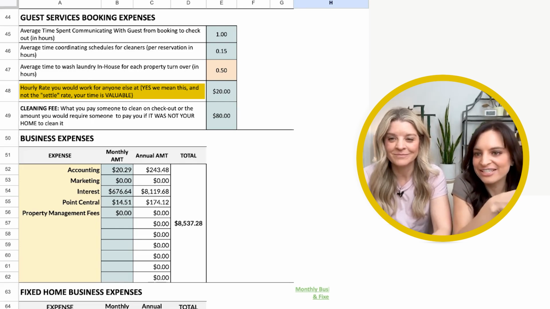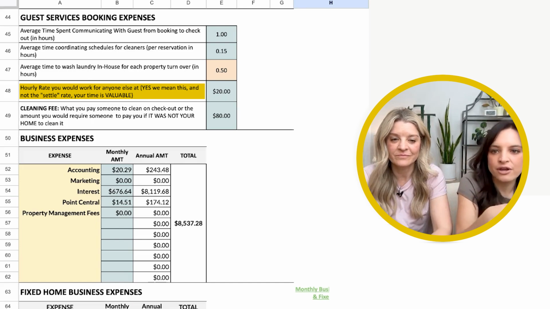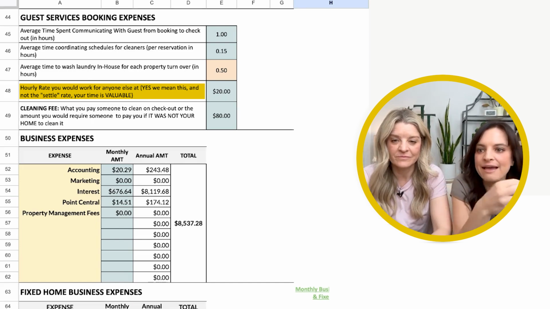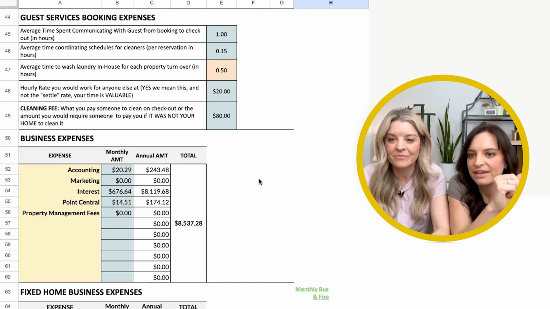Yes, we mean this, and not just a settle rate. Your time is valuable. So maybe it's $20 an hour in your area. Maybe it's more, maybe it's less. And then that cleaning fee that you've set for your rental as well, you're going to bake that into the guest service booking expense section of your own spreadsheet here.